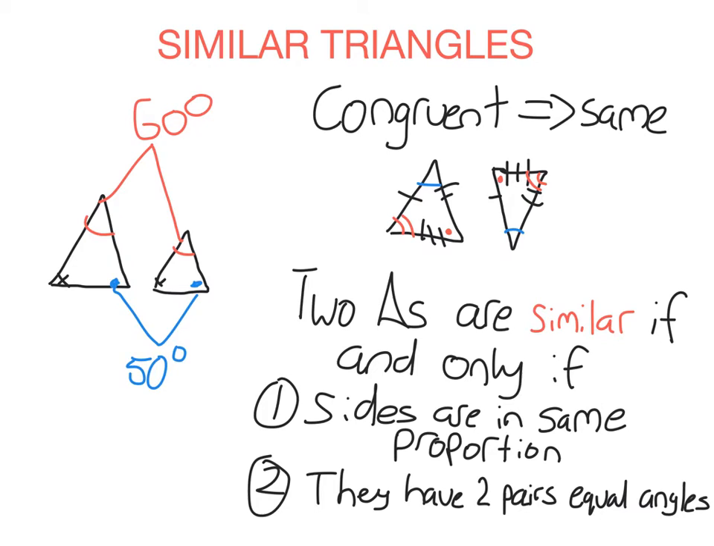So what I have there is 2 pairs of equal angles, but because the angle sum of any triangle is 180, there's only one option for the size of these angles. They must both be 70 degrees. So 2 pairs of equal angles implies 3 pairs of equal angles. All right, let's look at a few examples.